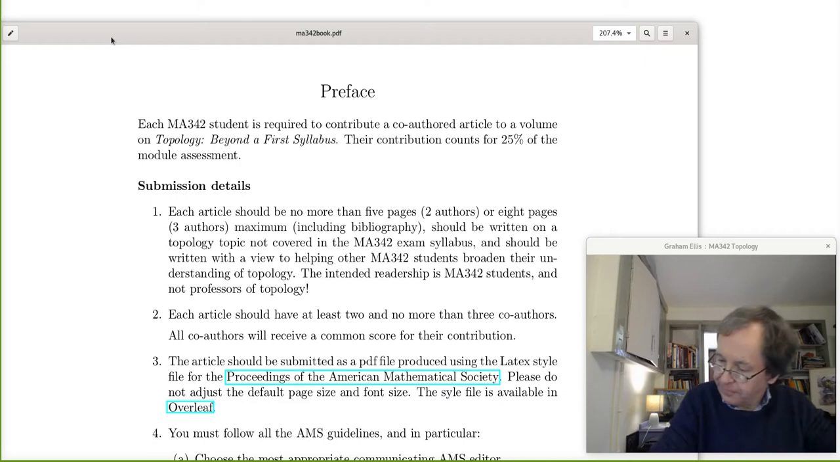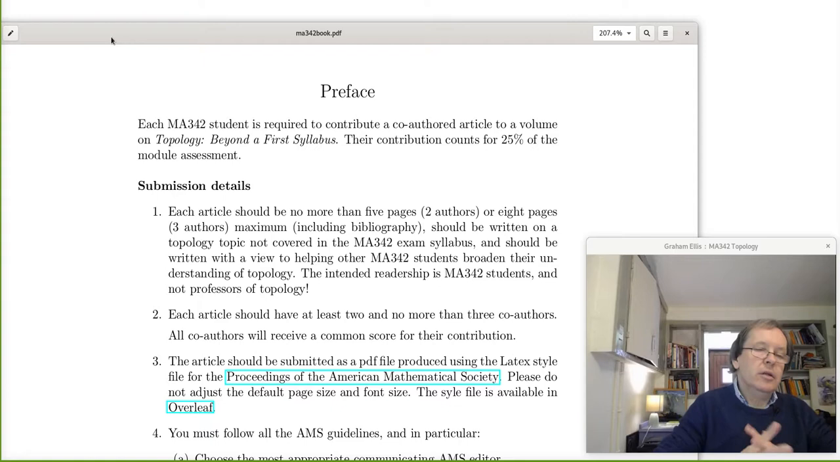These details I'll send round through Blackboard after this lecture. But the basic details are the article is going to count 25%. Each article should be written by either two or three people. So no single author articles will be allowed, and no articles with four people will be allowed. So it's either two or three. If you can find one or two people to collaborate with, that's grand.